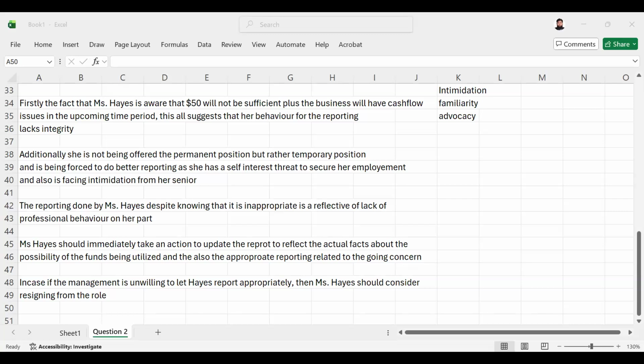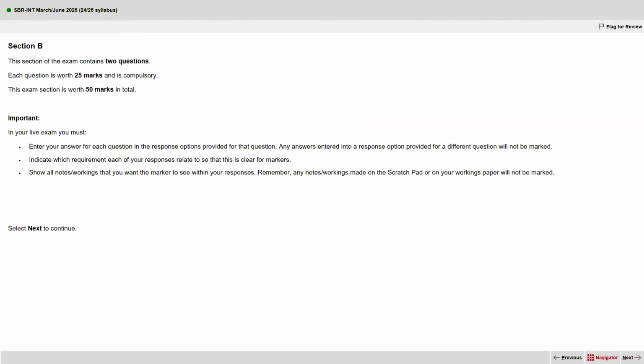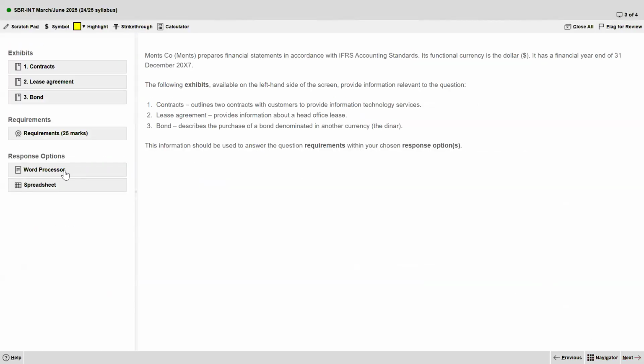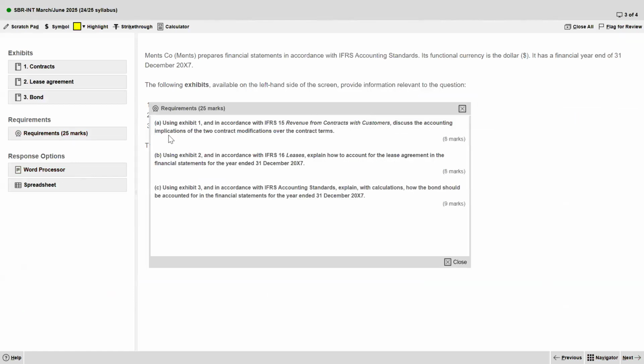Okay, now let's see. So we are done with this second question also. Let's move on to the third question now. The third question actually has three requirements. It says, using exhibit number 1 and in accordance with IFRS 15 revenue from contract with customer, discuss accounting implications of the two contract modifications over the contract terms. So first of all, let's just go through exhibit number 1.